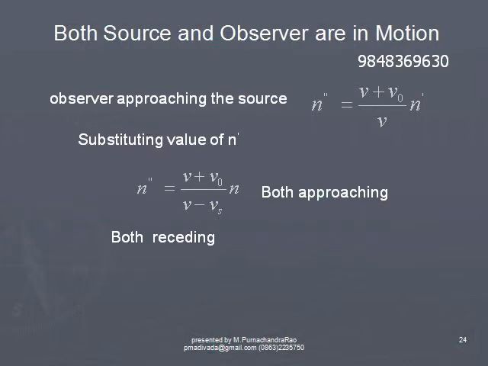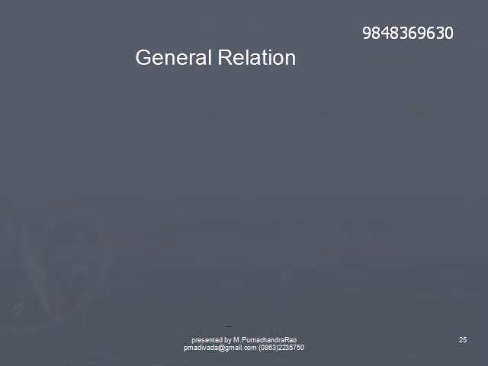If both are receding from one another, then the relation for apparent frequency is n double prime is equal to v minus v naught divided by v plus vs whole multiplied by n. This is the relation when both are receding.